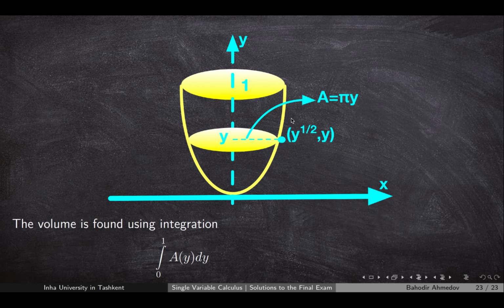The volume of this object is going to be equal to the integration of the area at some point y, where y is going to change from 0 to 1. So we just need to substitute pi y for the area and integrate this. Its integral is equal to pi y squared over 2, and we need to evaluate it at 1 and 0. At 1, it's going to be pi over 2. At 0, it's simply 0. So the volume of this solid is equal to pi over 2.